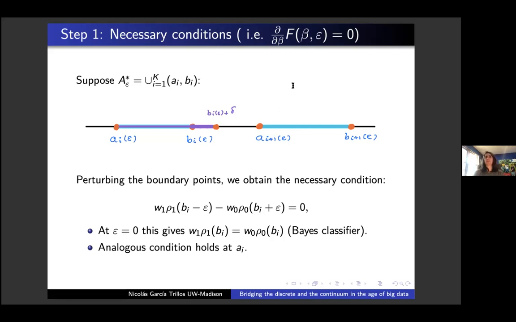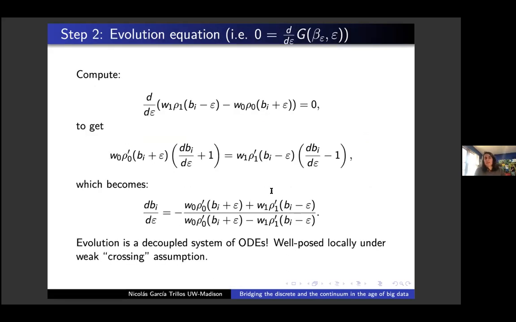The first step is trying to get the equation of what the endpoints should be satisfying. We have not related the different sets for different epsilons yet, but that will come in a second. What do we have to do? We just have to take the derivative with respect to epsilon of the first variation. That's going to give you some equation, the same as what I wrote over here. Just take your derivatives, and you will be able to solve for dBi d epsilon.